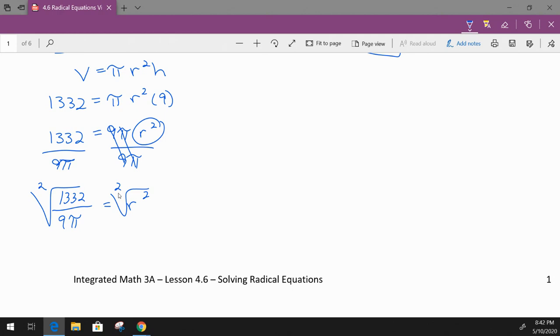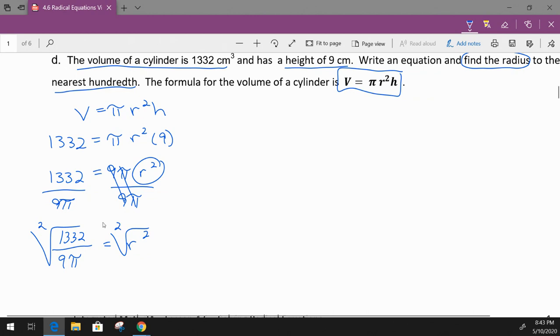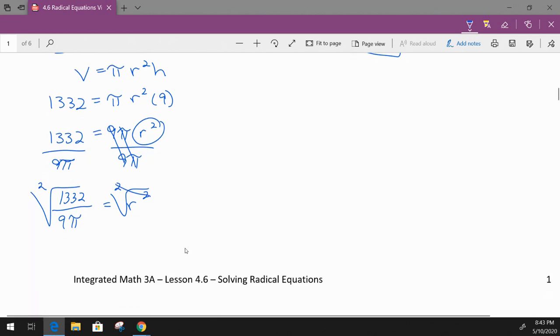Even though this is an even root, you do not necessarily need to put the positive and the negative, because a radius is a distance and you cannot have a negative distance or radius. So that would not make sense. So in problems like this where your value has to be positive, you do not have to worry about the plus minus. All right, so how are you going to put this in the calculator?